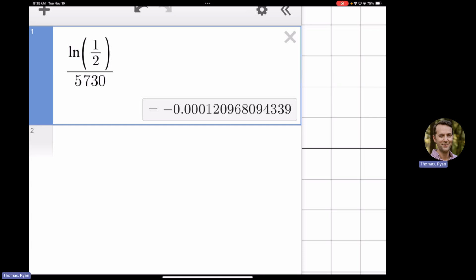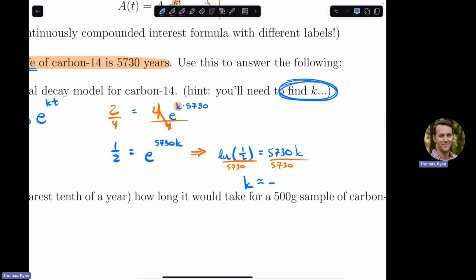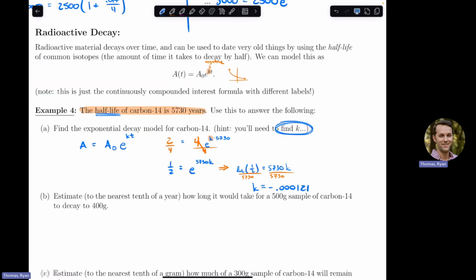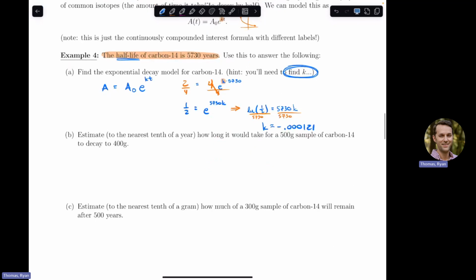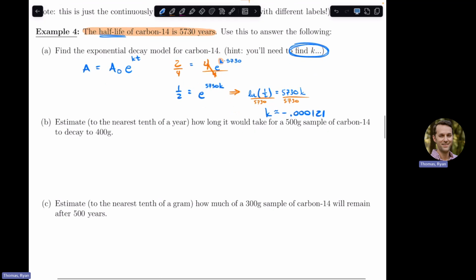That's kind of the way this tends to go. Unless the half-life is really, really short, that K value ends up being something really small. So 0.000121. Then we have our model. So we found K. That's what K is for this same material all the time.